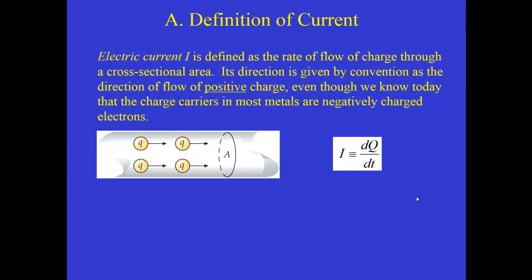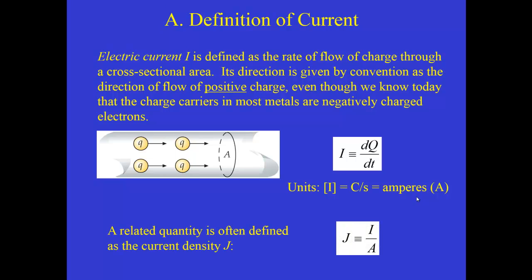And so here's a picture showing charges individually flowing through a cylindrical shaped wire with a cross-sectional area A. Current is simply defined as charge per unit time flowing through a particular plane in the conductor. The units of current, therefore, in the international system are coulombs per second, and we give the special name ampere to that unit. Now there's another quantity that's related to this that's often defined, and that's the current density, the current per unit area in a particular conductor. So if you know the current and you divide by the cross-sectional area, that gives you the current density J. We may occasionally have the need to refer to that.